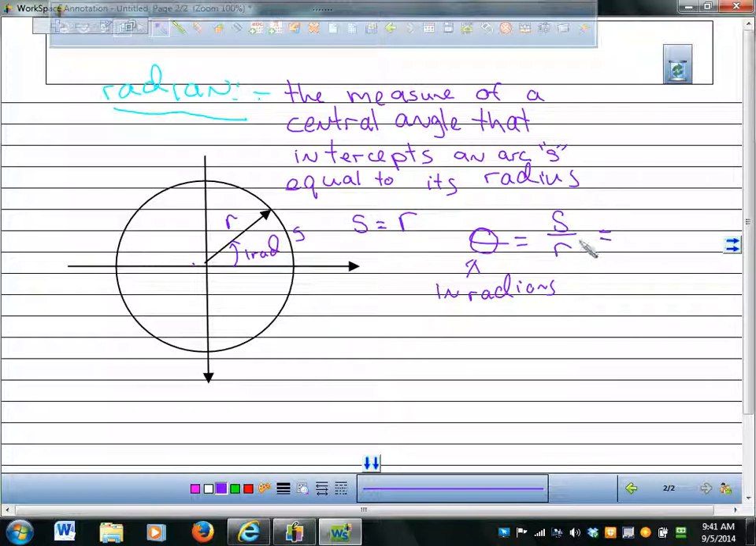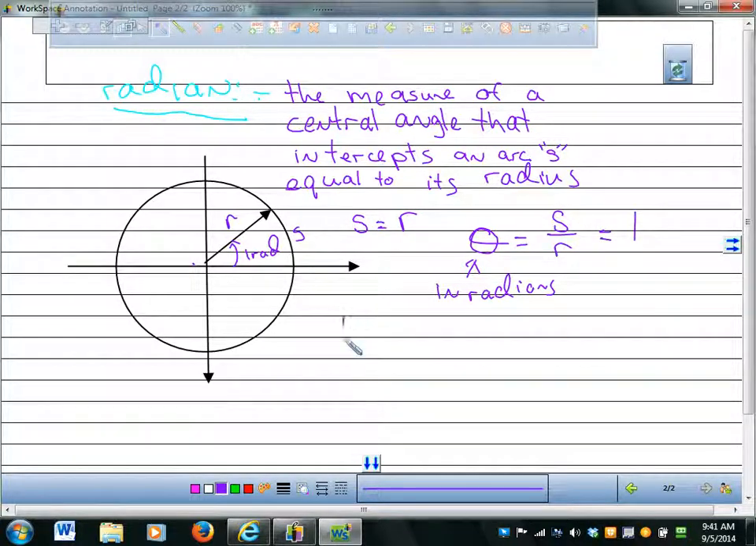If S is equal to R, that would be 1, right? So a measure in radians is the ratio of the arc length to the radius. I mean, this is more like theoretical stuff that's good to understand where it comes from, okay?